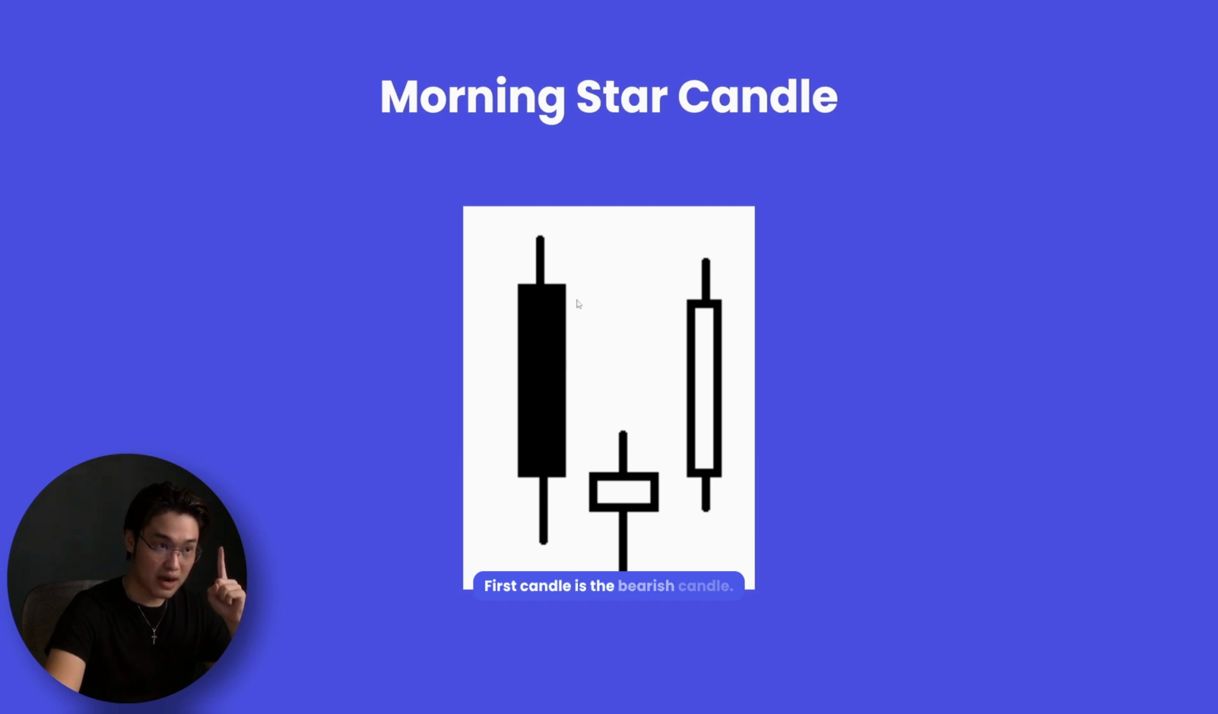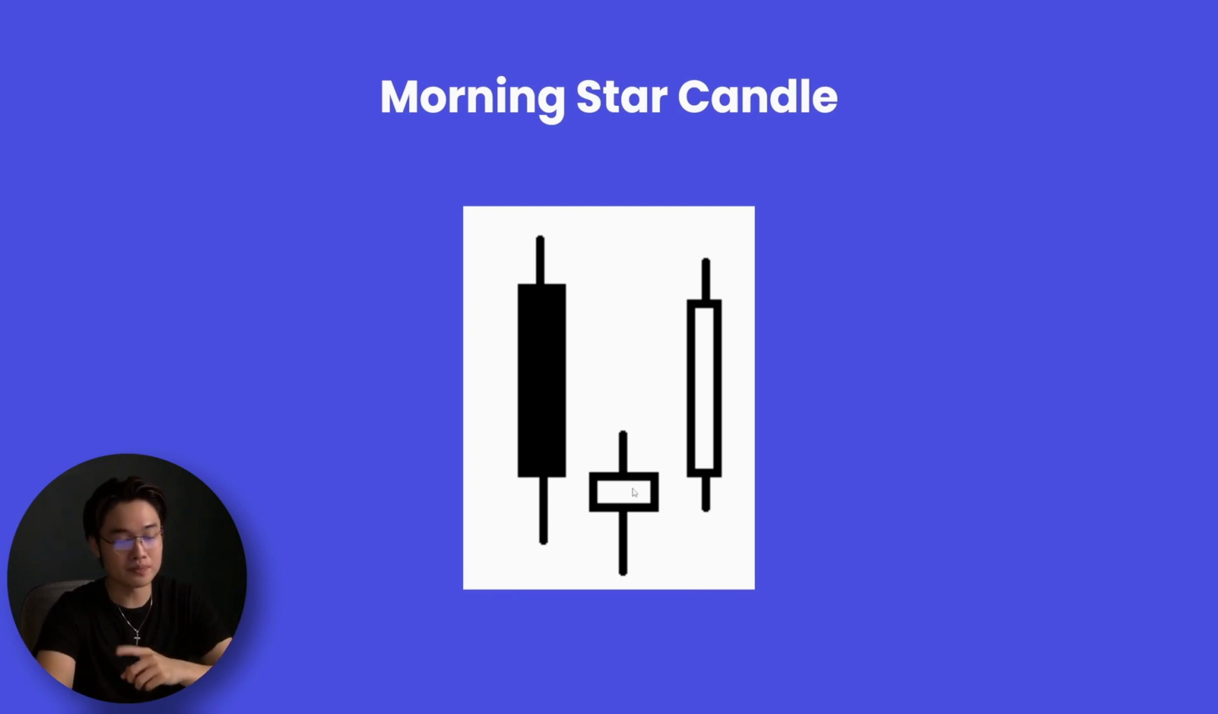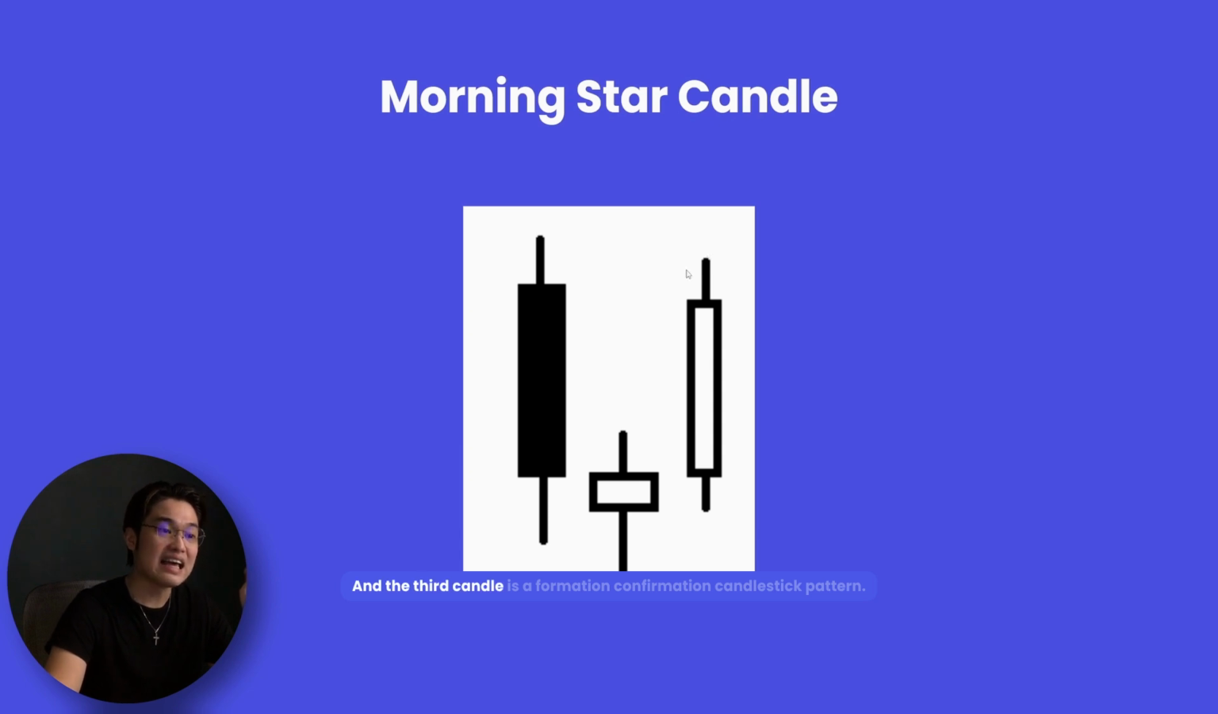The first candle is a bearish candle. The second one is a spinning top or a hammer candle. It could be a doji also. And the third candle is a confirmation candlestick pattern. So it confirms that the bullish star enters the market. That's the confirmation.